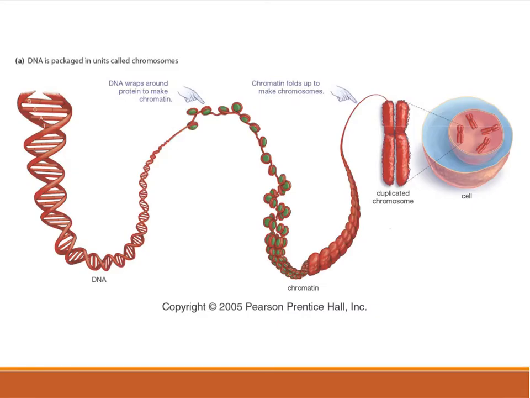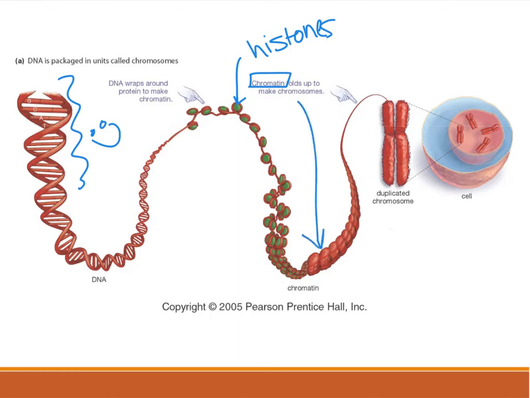So we saw this video the other day where you have DNA, right? We know all about DNA and the base pairs. So it's wound around histones. These are proteins. So it's wound around this to make chromatin, okay? So then chromatin is this stuff, and it folds up to make chromosomes.